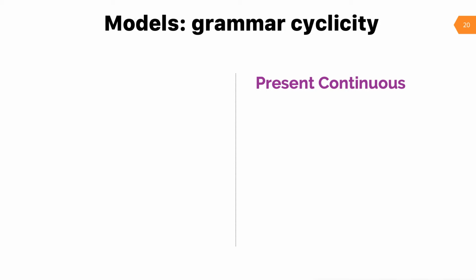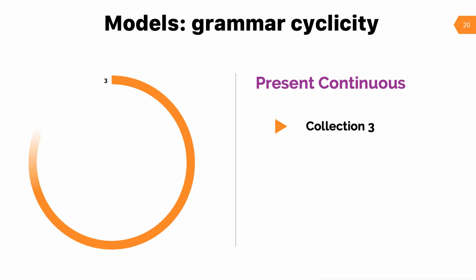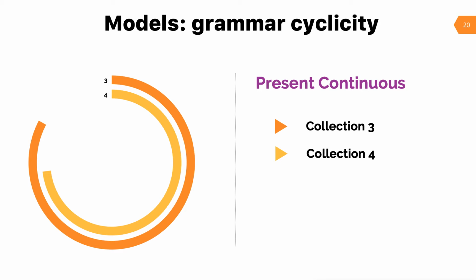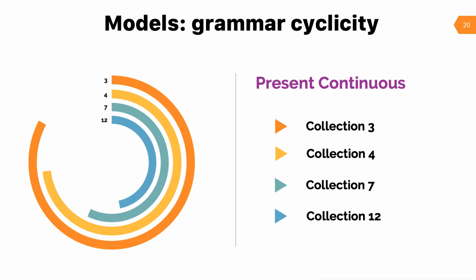For clarity, let's look at this example scheme. For example, the present continuous is a grammatical construction that is found in collection 3. Then we encounter the models for the same grammar structures in collection 4 in a slightly smaller volume. Then we come back to the same grammar construction in collections 7 and 12, in an even smaller amount.